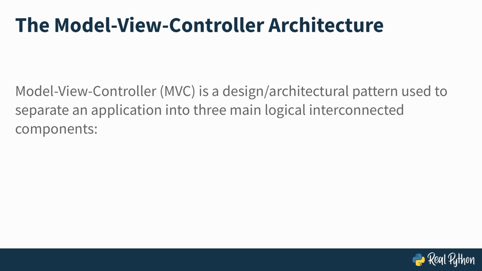To achieve all these as the developer, it's important that you understand the architectural design that your program or software follows. For building this command line application, you will be following a model view controller architecture, also known as the MVC architecture. This is a design or architectural pattern used to separate an application into three main logical interconnected components or layers: the model, the view, and the controller.